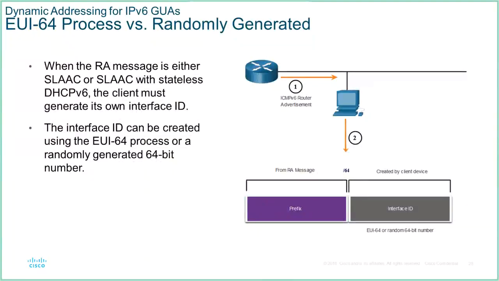So again, when you're using SLAAC, the client needs to create the client interface ID. Now we can use EUI-64 or a randomly generated number.